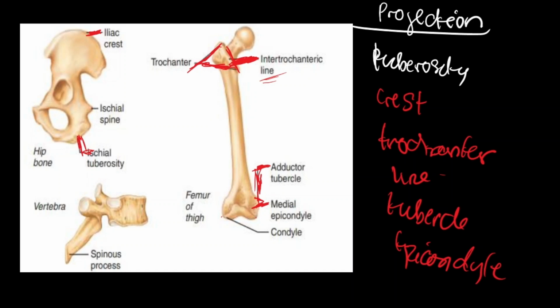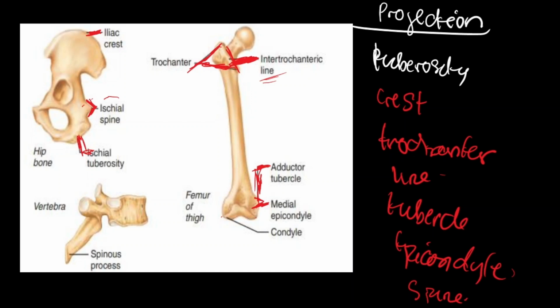The next projection we'll be considering is the spine. In this picture, we can see the spine, the ischial spine. The spine is sharp and slender, and it's often a pointed projection.